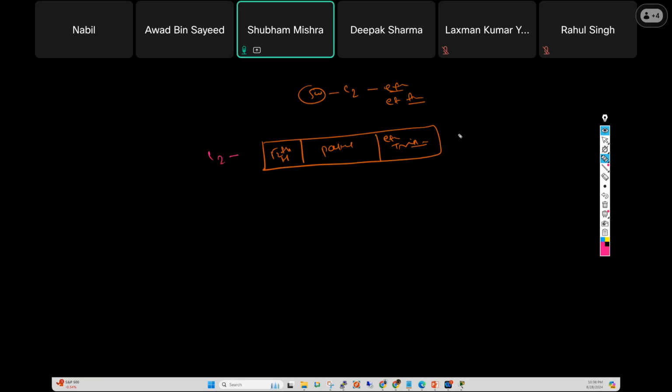Layer number 2 data is known as frame. I told you this when I explained the OSI model. So your frame looks like this: first part is the Ethernet header, then the packet, which comes from layer number 3, and this is called the Ethernet trailer. Are you getting my point? Yes.